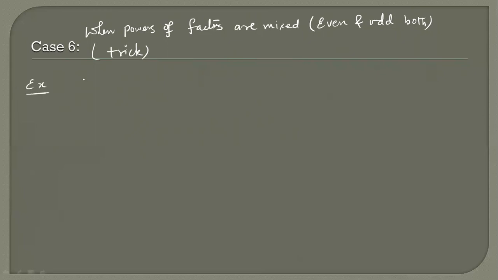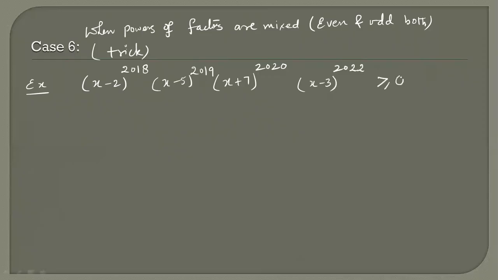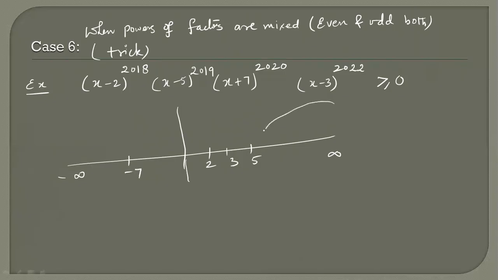So what is the example? (x minus 2) to the power 2018, (x minus 5) to the power 2019, (x plus 7) to the power 2020, and (x minus 3) to the power 2022 greater than or equal to 0. You first draw the number line, locate minus infinity and plus infinity, and write the critical points: 2, 5, 3 also, and minus 7. Now draw the wave graph.